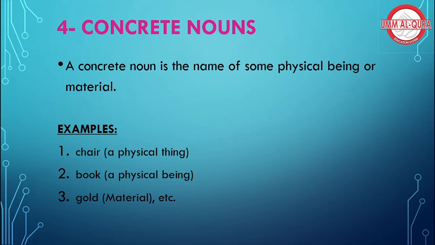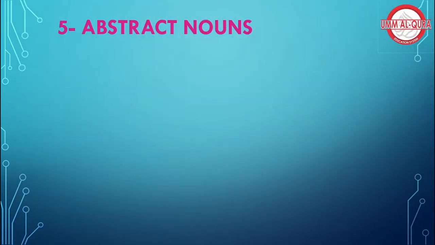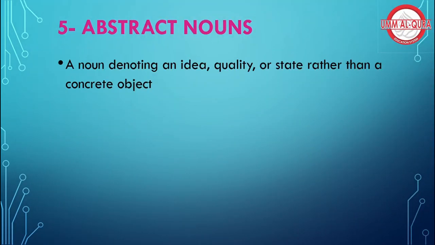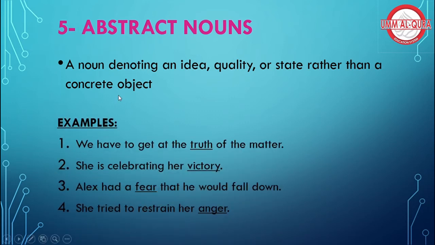Similarly, other materials and other things, everything that you look around, you can see, you can touch them, they are concrete nouns. Opposite to it are the abstract nouns. A noun denoting an idea, quality or state rather than a concrete object, meaning something that you cannot see or touch with your hands, like an idea which you cannot touch, okay, like a quality that you cannot touch.